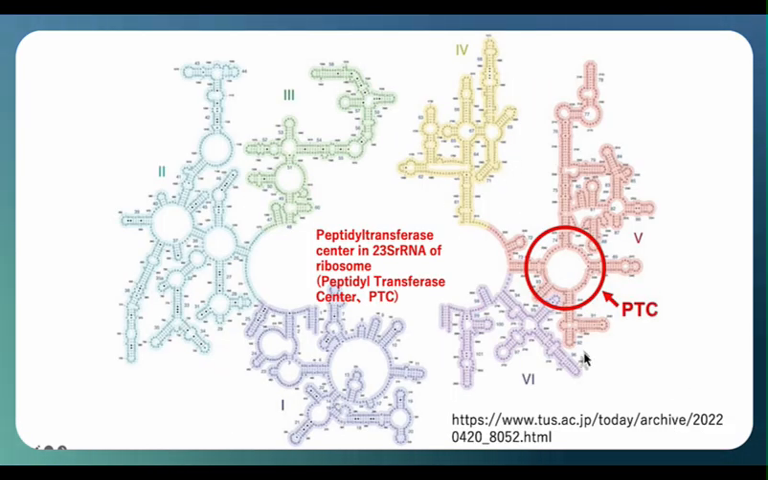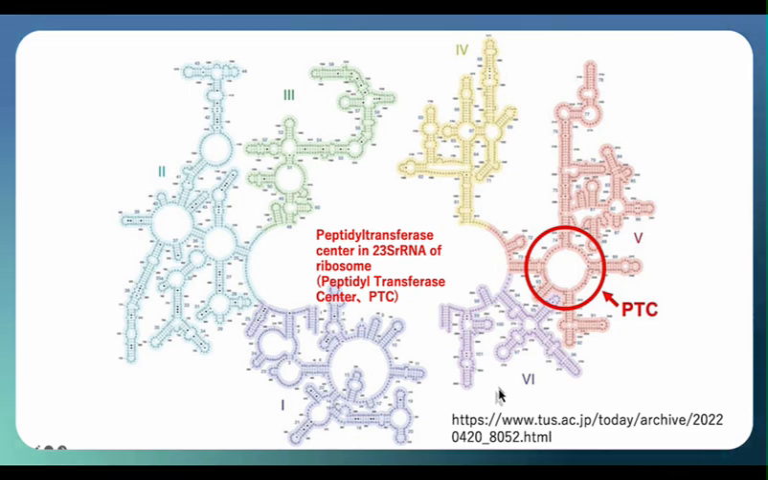The peptide transfer reaction I just explained is carried out extremely rapidly even at room temperature due to the catalytic activity possessed by the ribosome. This catalytic activity resides in a region of the 23S ribosomal RNA within the large subunit, known as the peptidyl-transferase center. In other words, the 23S ribosomal RNA can be considered a biomolecule possessing catalytic activity.